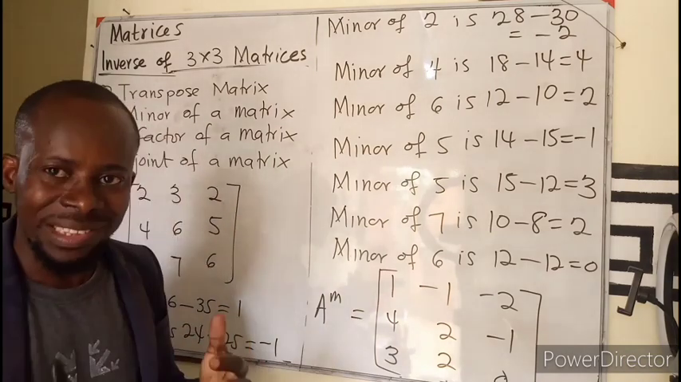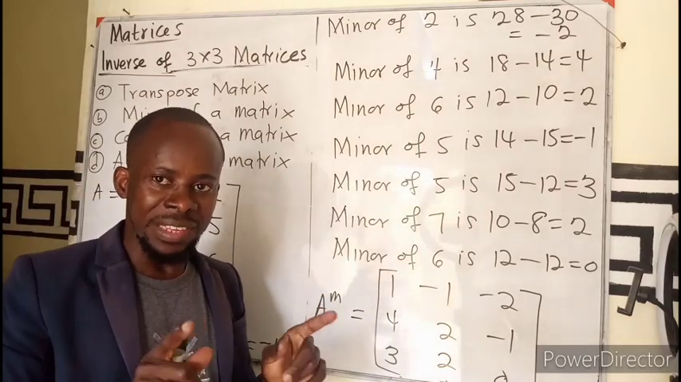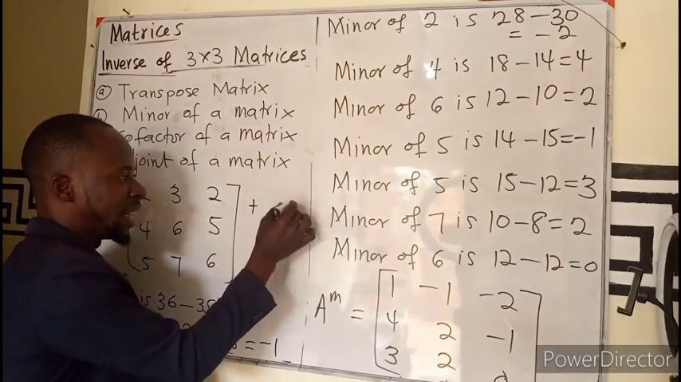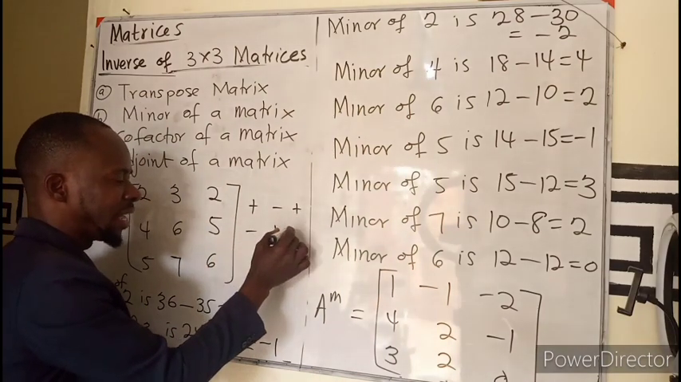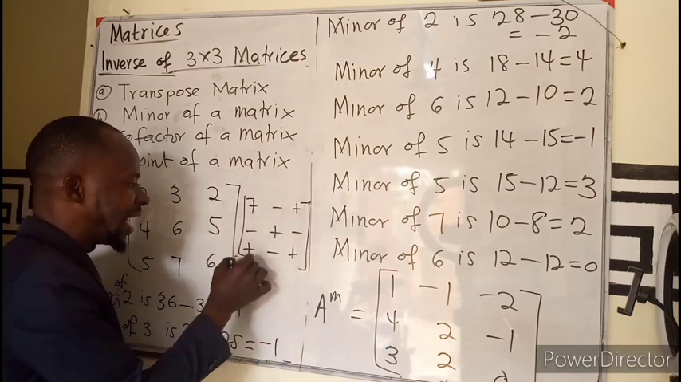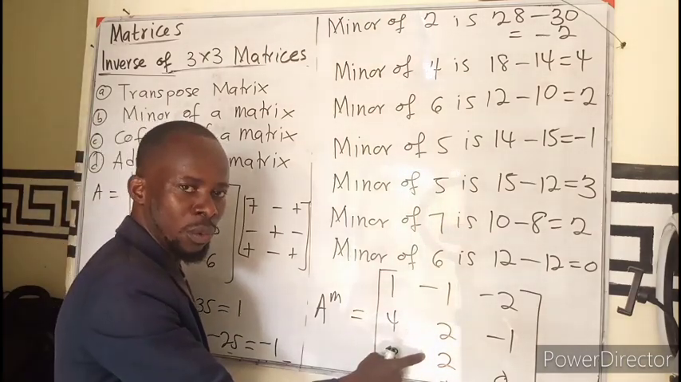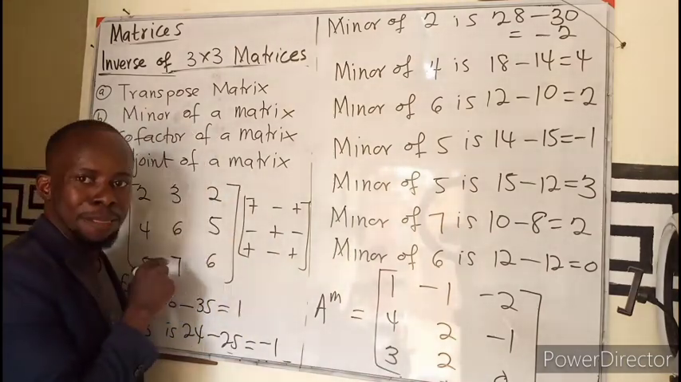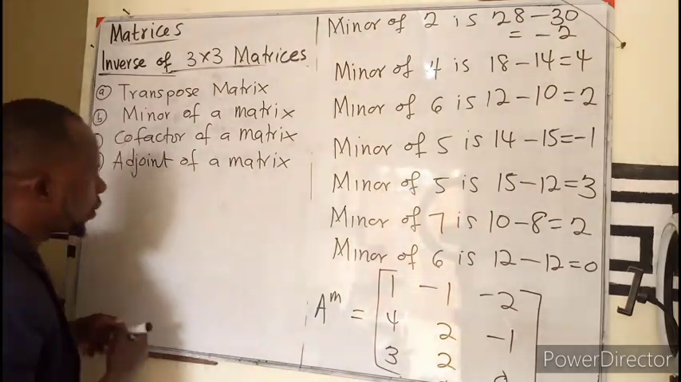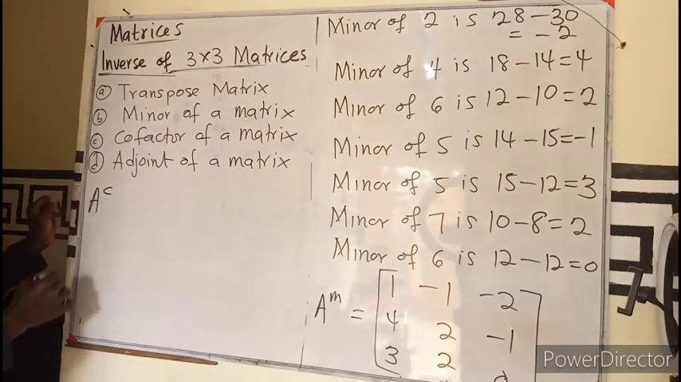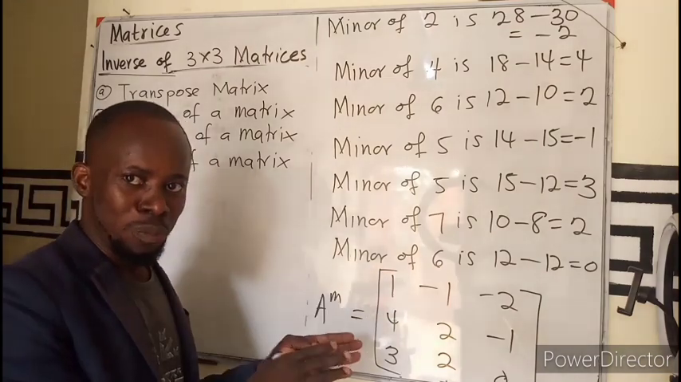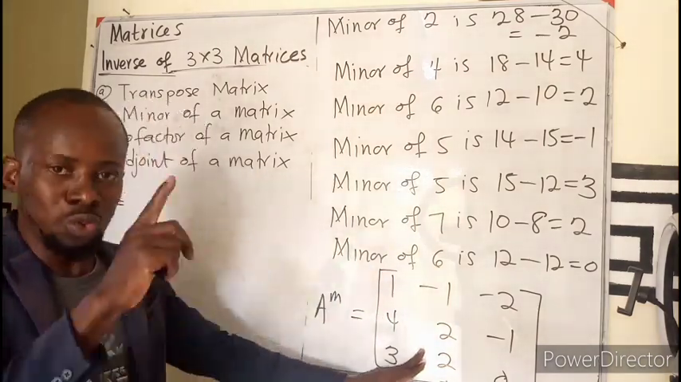When we assign pattern of sign, if you assign 3 by 3 determinant, we assign a pattern of sign plus minus plus minus plus minus plus minus what? Plus. If you assign this sign to this minor, it becomes what? Cofactor. So A exponent C, which is the cofactor. Cofactor is assigning pattern of sign to your matrix, to the minor.